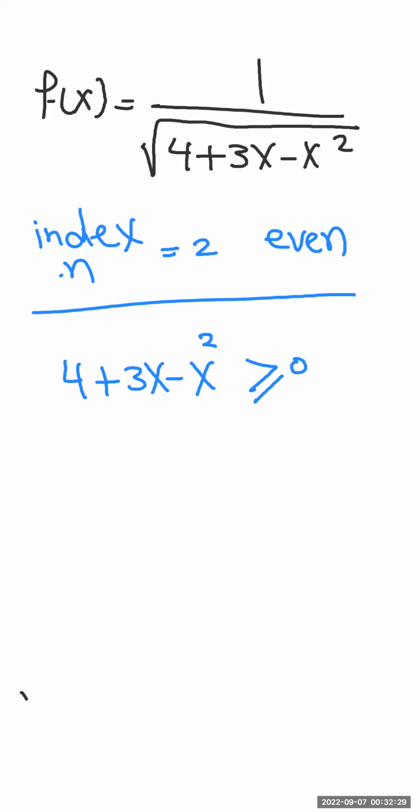Now I'm going to rearrange these terms, starting with x squared, then x, then the absolute term, so that I can factorize it. So it will become like that: negative x squared plus 3x plus 4 greater than or equal to 0. Are we correct till now?